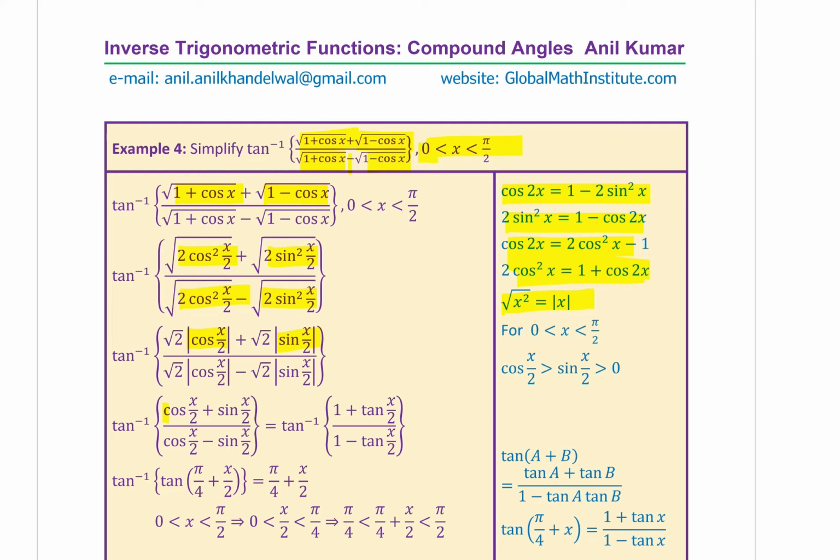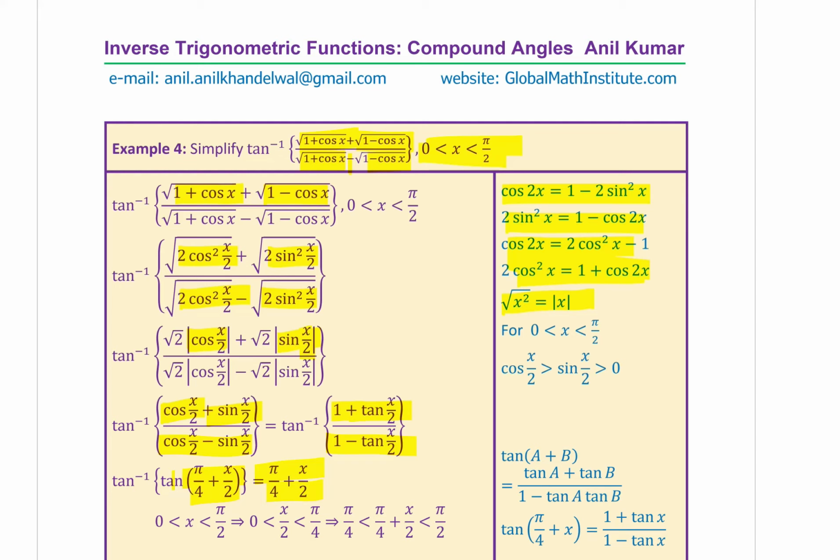We are given the domain between 0 to π/2. Within this domain, we know that the absolute values of cos x/2 and sin x/2 are positive, and therefore it has been written as cos x/2 plus sin x/2 divided by cos x/2 minus sin x/2, as we did last time. We divide by cos x/2, and we get tan inverse of 1 plus tan x/2 over 1 minus tan x/2. This can be written as tan of π/4 plus x/2, since plus is in the numerator. Now, tan of tan inverse should be equal to that.